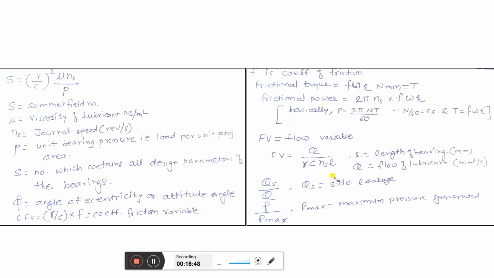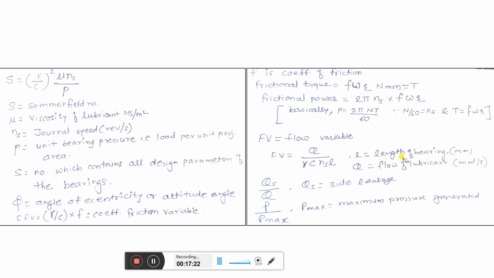Next one is the flow variable, Fp. So what is our flow variable now? Flow variable is equal to Q upon r c Ns l. Now what are the different terms here? Q is nothing but the flow of lubricant. So at what rate your lubricant is flowing, that is in mm cube per second. We know like discharge, in fluid mechanics also we have seen the discharge is measured in mm cube per second or meter cube per second. So Q is in mm cube per second in small quantities, not in large quantity, that's why we are considering mm cube per second.